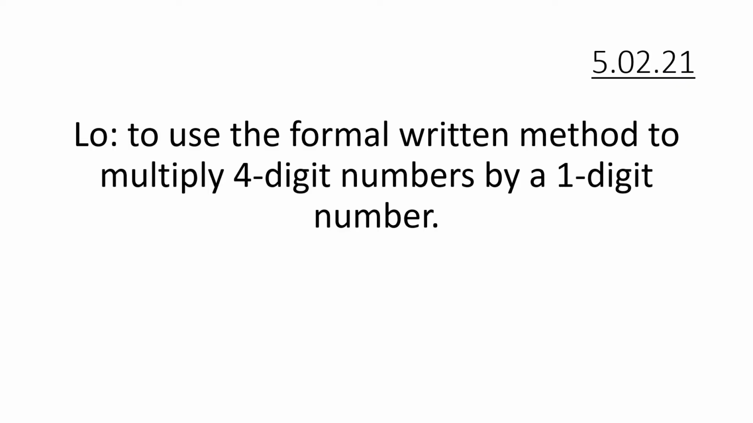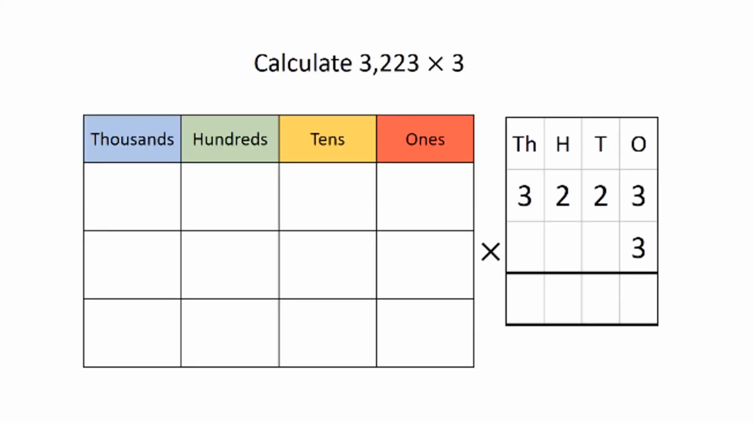This week we've been looking at using the formal written method to multiply. Today we're using it to multiply 4-digit numbers by a 1-digit number. We can use a place value chart and the formal written method to represent this. Calculation is 3,223 times 3.